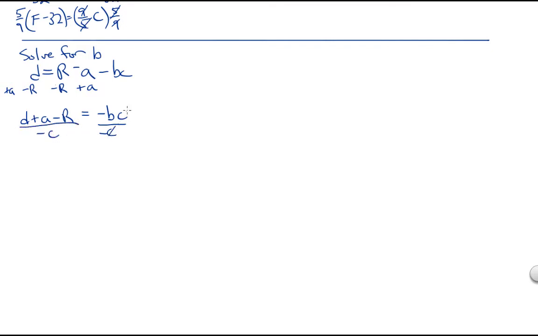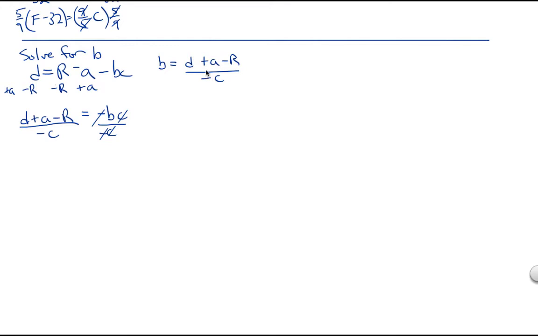So the C's go away on the right. The negatives go away on the right. We're left with B. So our answer so far is B equals D plus A minus R all over negative C. And that's technically correct, the best kind of correct. But that negative on the bottom is kind of annoying.